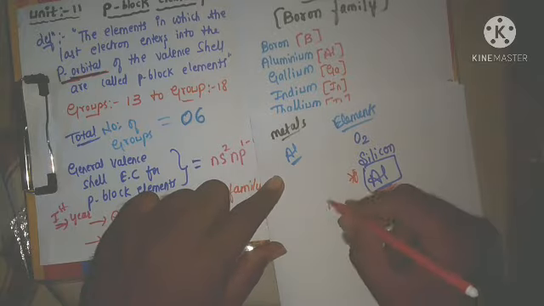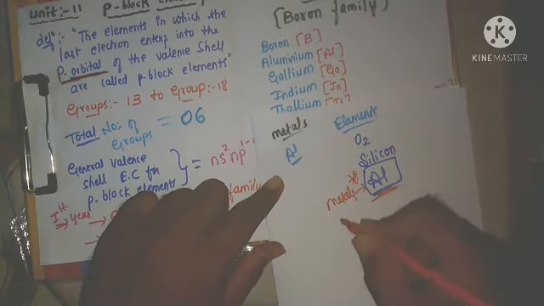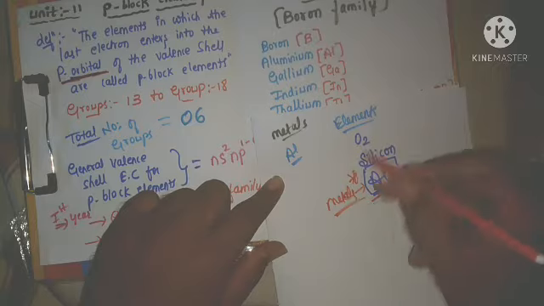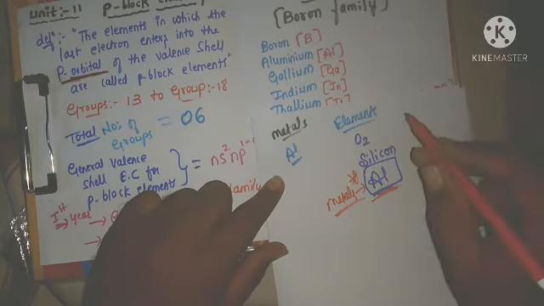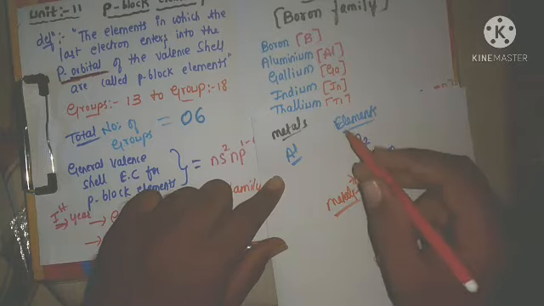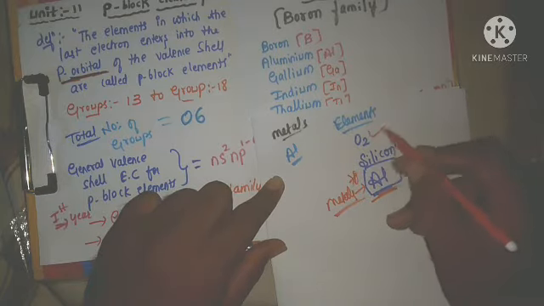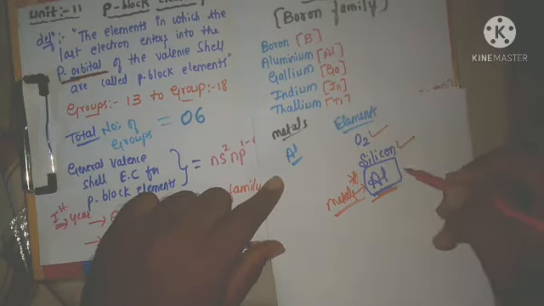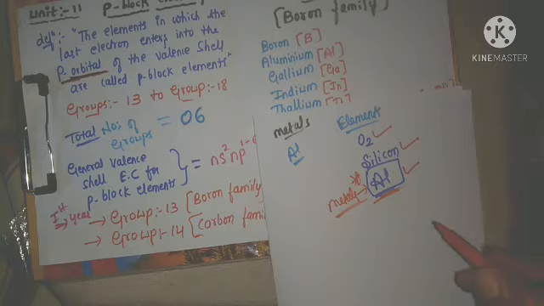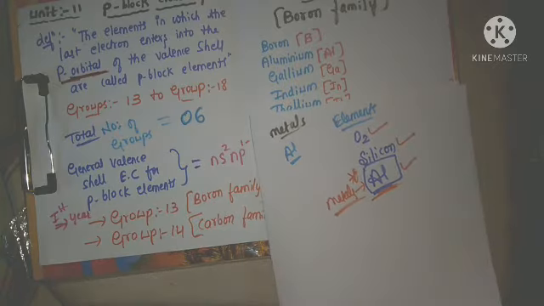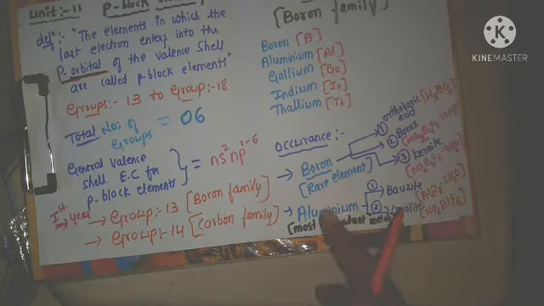In case of metals, aluminium is first number. In case of all elements, other than metals and non-metals, whatever may be, the oxygen is first number, silicon is second number, and the third most abundant element is aluminium. In only metals, the aluminium is the first most abundant element. Right. Now this is the occurrence of boron and aluminium.